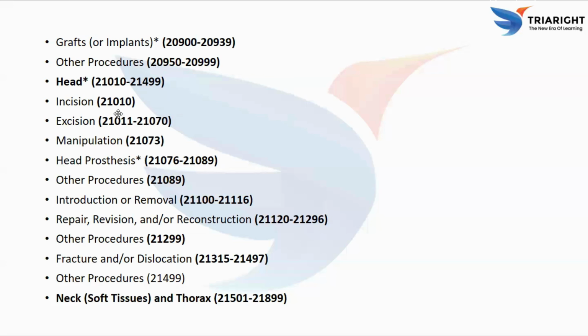Incision, 21,010 code, is a simple surgical cut into head tissues. There is no tissue removal within the incision. And excision is removal of tissue or bone from the head. The code ranges are 21,011 to 21,070. Example, excision of a skull lesion or a facial tumor.